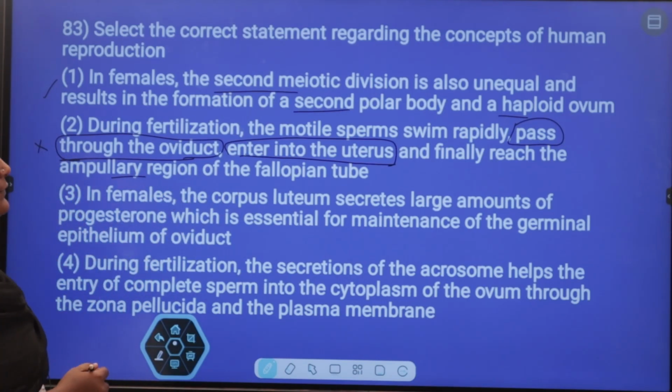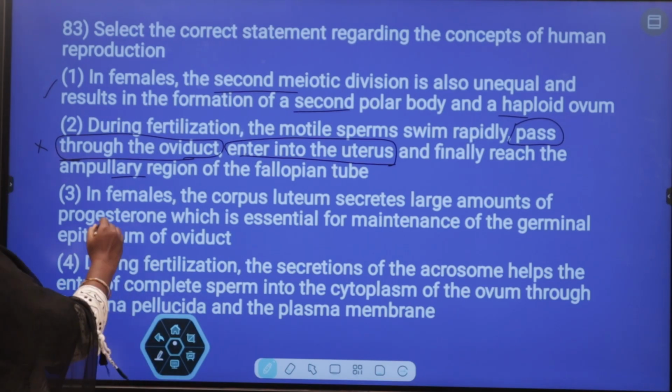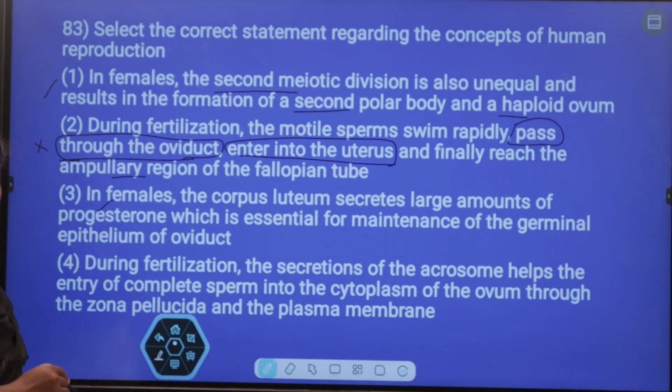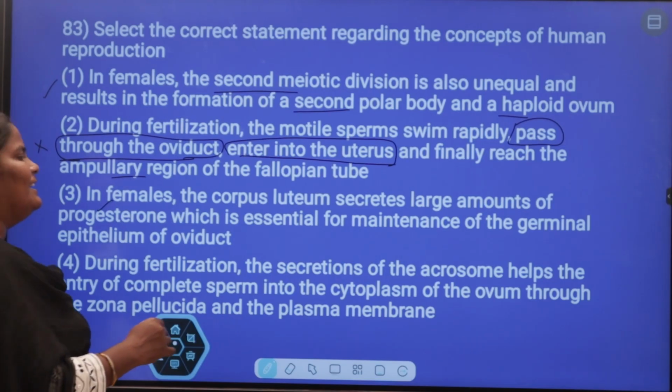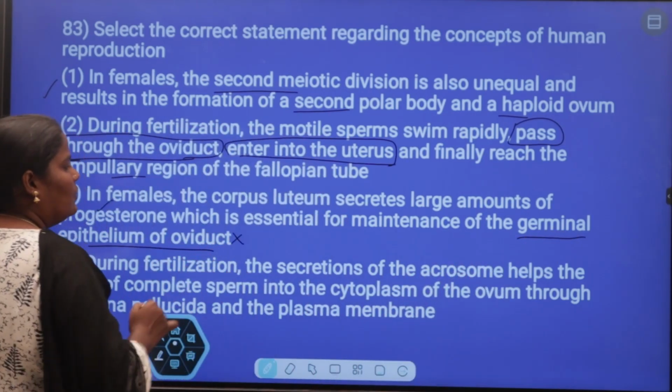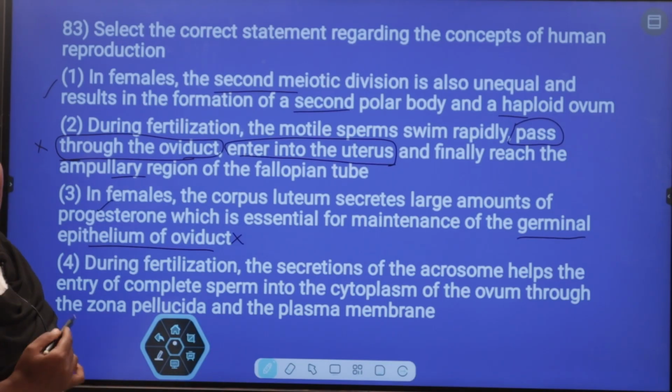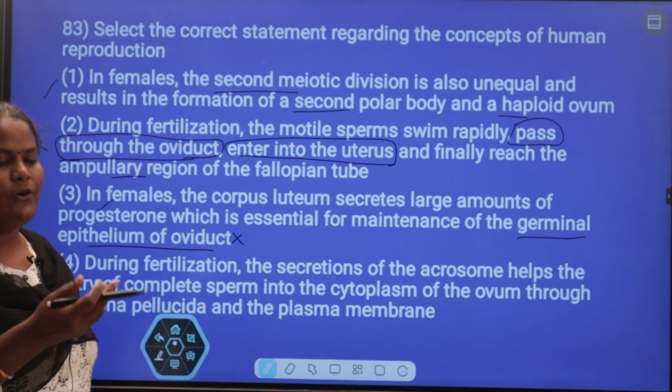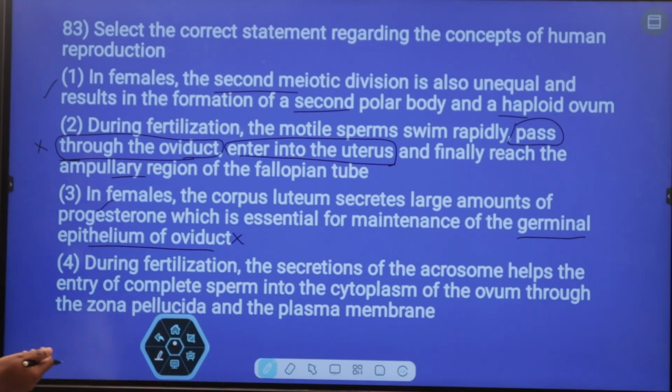Next one. In females, corpus luteum secretes a large amount of progesterone. Yes, up to this the statement is true, which is essential for, not the germinal epithelium of the oviduct, but for the maintenance of the embryo in the uterus, embryonic development. So the statement is wrong.